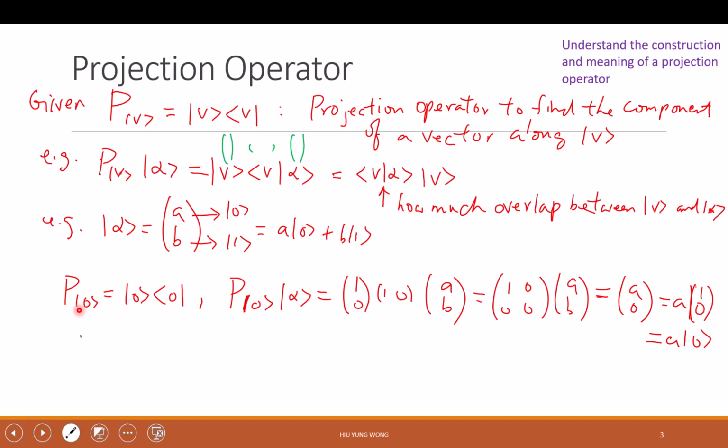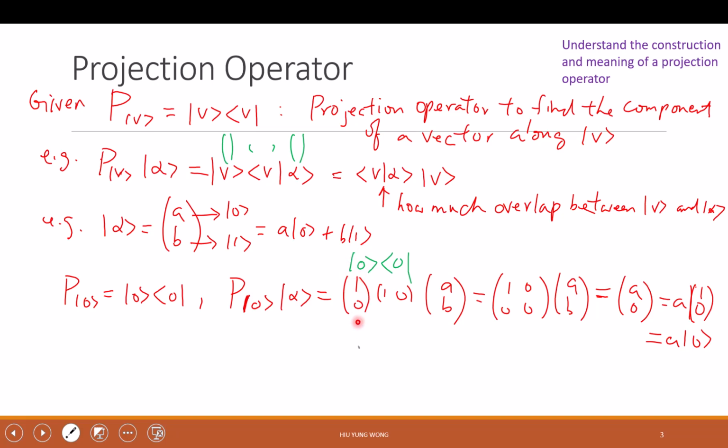First, the projection operator to 0 must be the outer product of 0. Then apply it to alpha. Then I try to use matrix form. So this one, maybe I jumped a little bit, is just the ket 0 outer product the bra 0. This is what I'm doing. Am I correct? Is that clear?